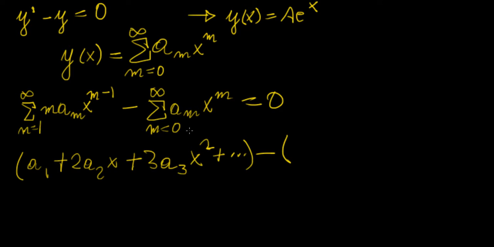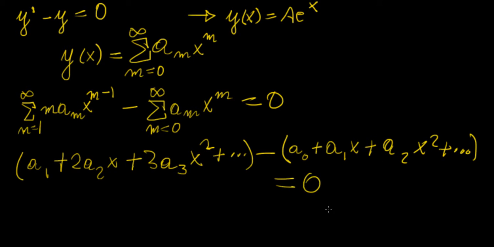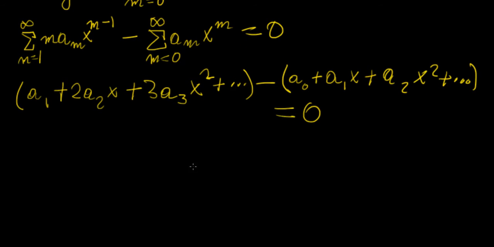Now for this sum, we're going to have a0 plus a1 x plus a2 x squared plus a whole bunch of other terms, and all of that is going to be equal to 0. So what we're going to do now is start grouping terms together, depending on which powers of x they're multiplying. In this case we can see that this term and that term are not multiplying x at all, so they should be grouped into one.